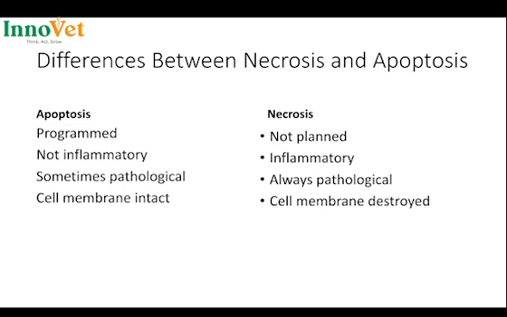Under apoptosis, the cell membrane remains intact, like we said. Even when the cell breaks up into apoptotic bodies and finally disappears, the membrane will still remain intact. Then under necrosis, the cell membrane is destroyed.